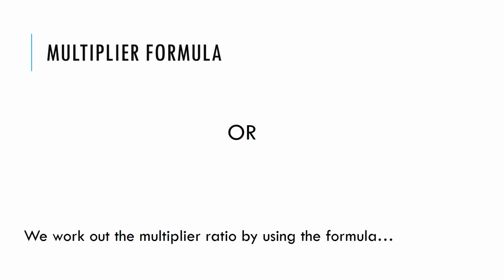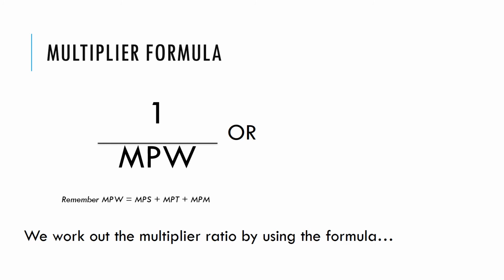So we can use these marginal propensity percentages or figures to work out the multiplier ratio that we spoke about earlier. And there are two formulas we need to know. The first one is the multiplier formula: 1 over the marginal propensity to withdraw. So 1 divided by the marginal propensity to withdraw will give us the multiplier ratio. Remembering that the marginal propensity to withdraw equals the propensity to save, plus the propensity to tax, plus the propensity to import. We also said that the marginal propensity to withdraw is the same as 1 minus the marginal propensity to consume. So this is an alternative way of calculating the multiplier ratio. We can take 1 and divide by 1 minus the marginal propensity to consume.